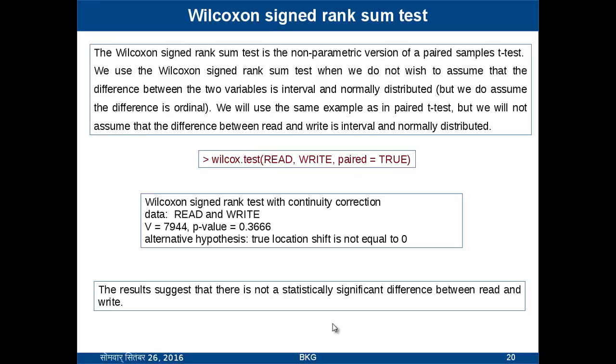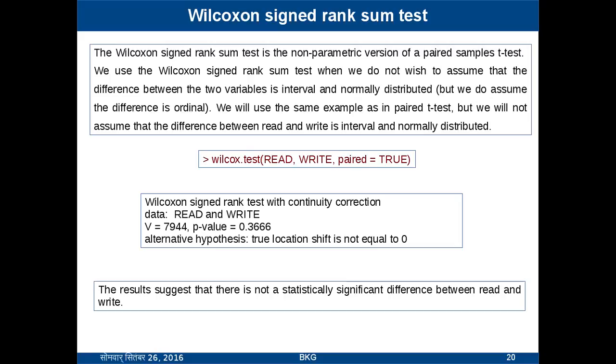Now Wilcoxon signed rank sum test is the non-parametric version of the paired sample t-test. We'll use the Wilcoxon signed rank sum test when we do not wish to assume that the difference between the two variables is intervally and normally distributed. That is, the reading and writing score difference is not normally distributed.